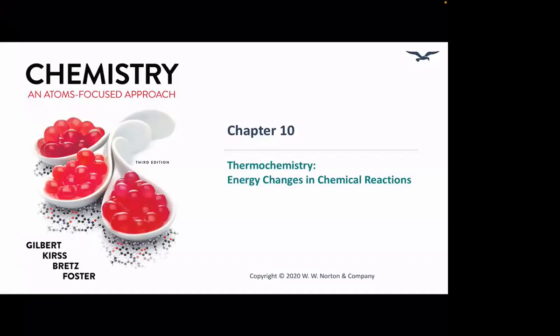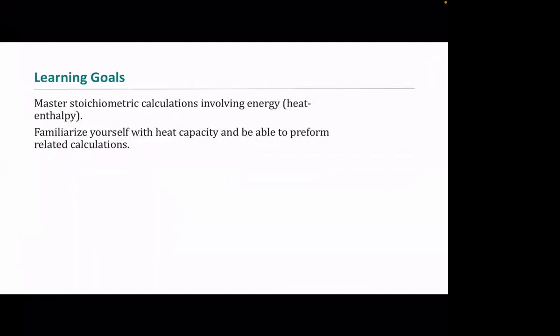So here's our chapter, thermochemistry. Like I said, this is all about energy. Stoichiometric calculations involving energy. So we'll see an enthalpy term listed next to the reaction, and that's going to be the energy associated with that reaction, whether the reaction is giving off or absorbing energy. That sign will tell you that, and the energy value is the same as everything else in the equation.